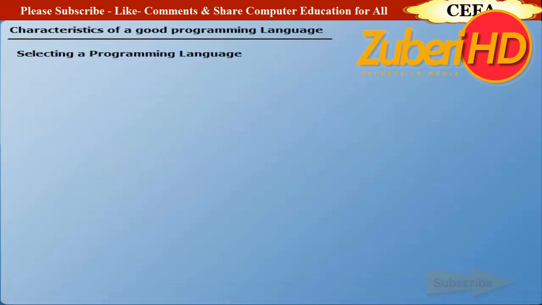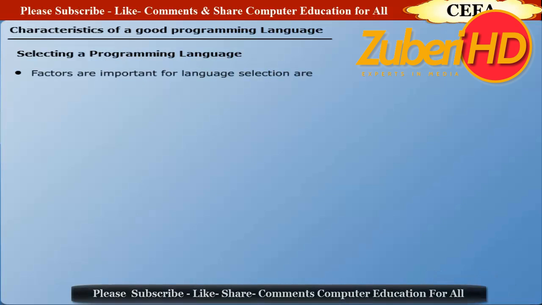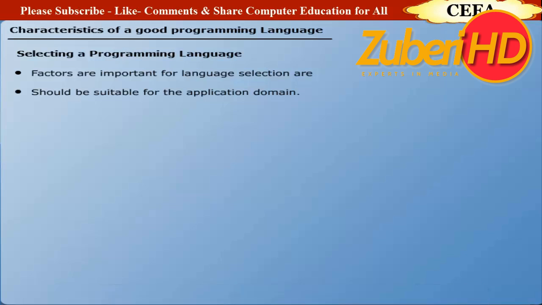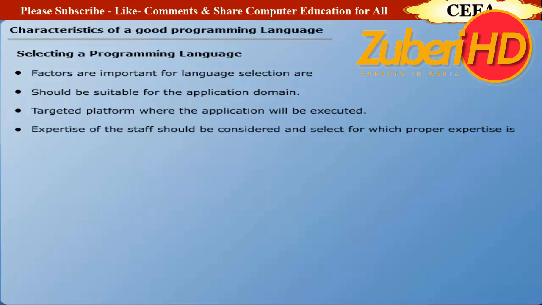Selecting a programming language. The following factors are important for the language selection process. The language should be suitable for the application domain. For example, COBOL is suitable for business applications. The language should be selected keeping in view the targeted platform where the application will be executed. If there are multiple languages available, then the expertise of the staff should be considered, and only that language should be selected for which proper expertise is available.